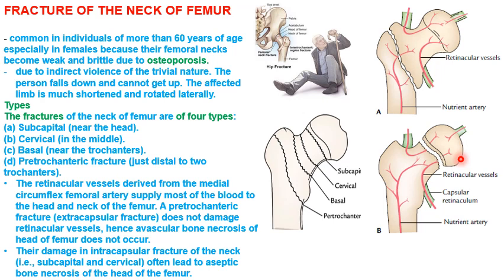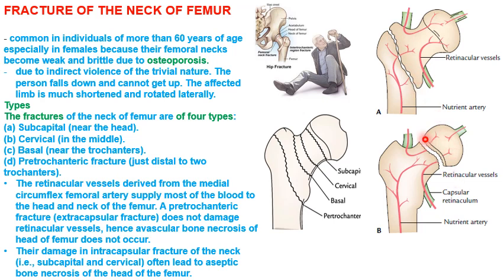So the pretrochanteric fracture is an extracapsular fracture, because the capsule is attached to the intertrochanteric line and a little more medial to the intertrochanteric crest posteriorly. So the extracapsular fracture will not damage the retinacular vessels. Hence, the avascular necrosis of the head of the femur does not occur. This is the extracapsular fracture or pretrochanteric fracture.